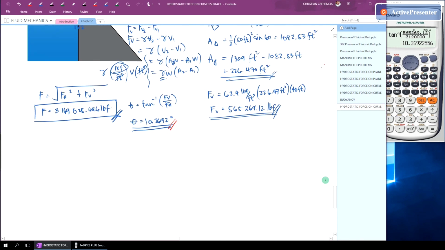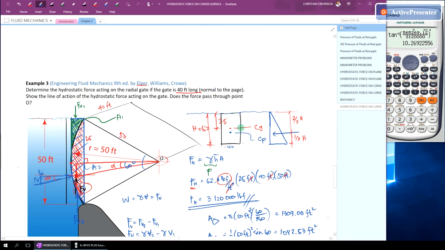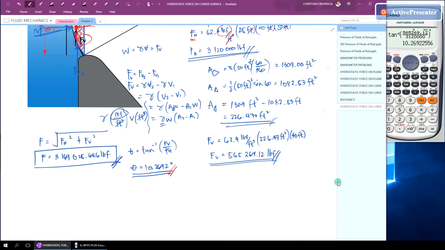Yan. So, di ba we have, if we call this distance E, itong part na 'to. So, let's call that distance E. So, yung formula nung distance na yon is equal to I_CG, moment of inertia nung gate about its centroid, over area times y bar. Okay. So, y bar is, konting review lang, no?